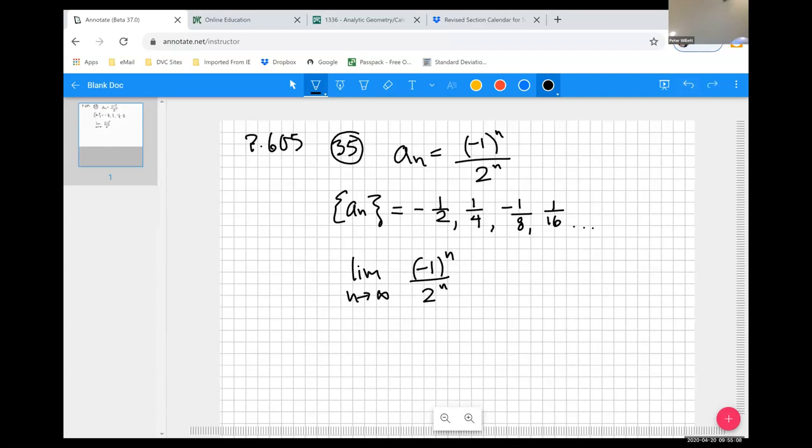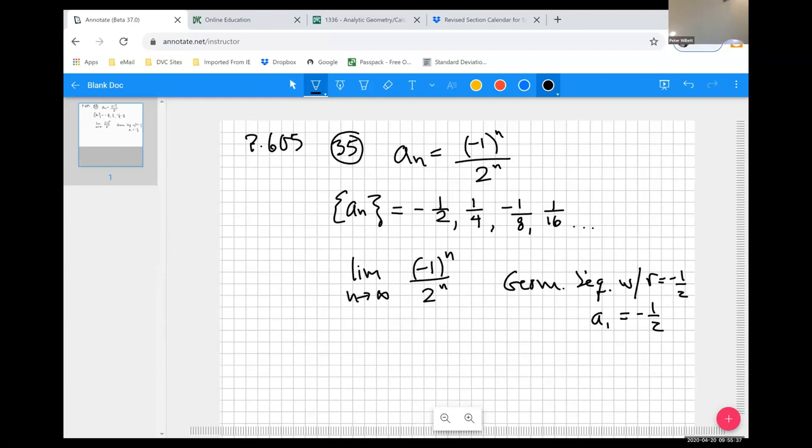And so we may recognize that this is a geometric sequence with r equal to negative 1/2 and with a sub 1 equal to negative 1/2. And so we can remember that when r has an absolute value less than 1, then the geometric sequence will converge.